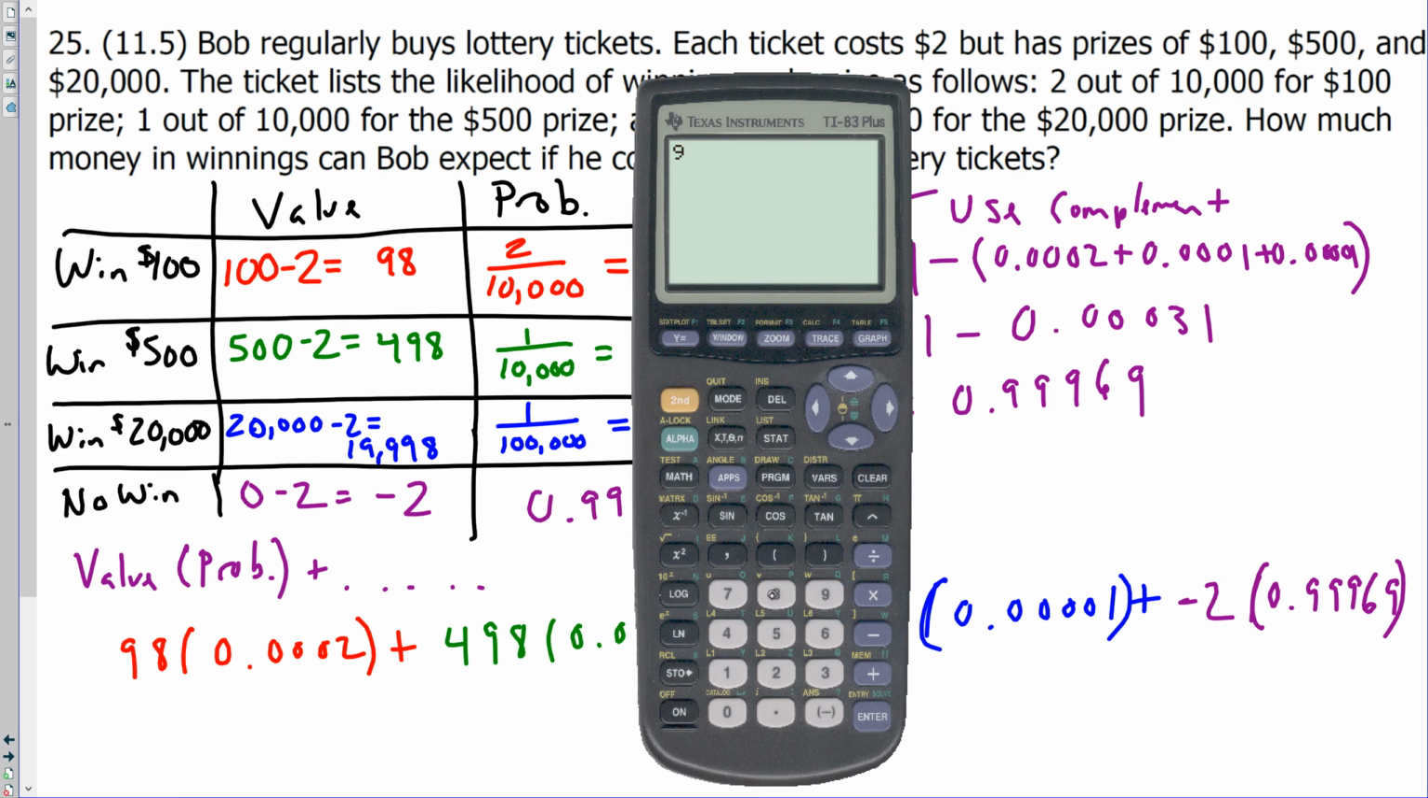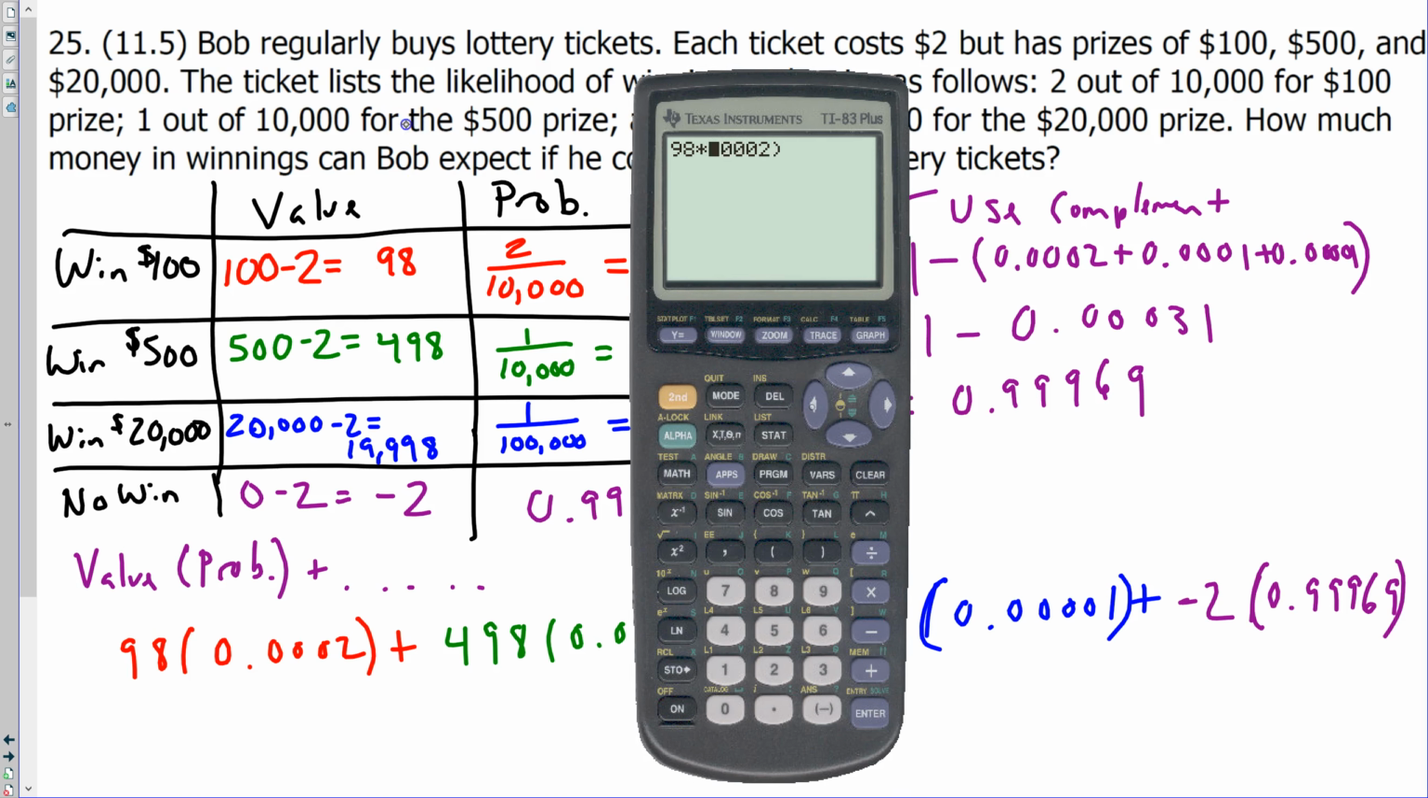So 98 times 0.0002. Oops. I guess I could use parentheses on this one instead of the multiplication sign.